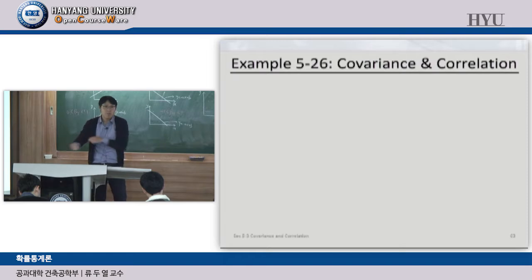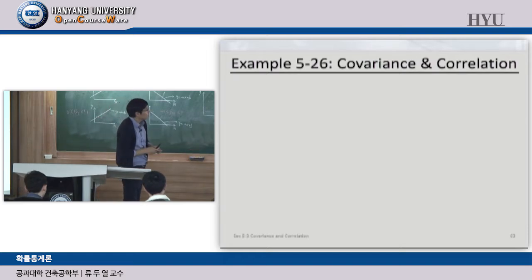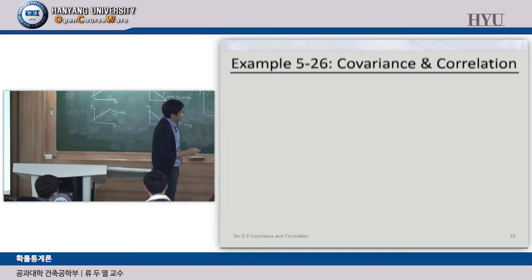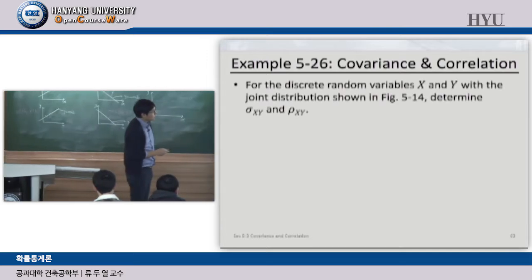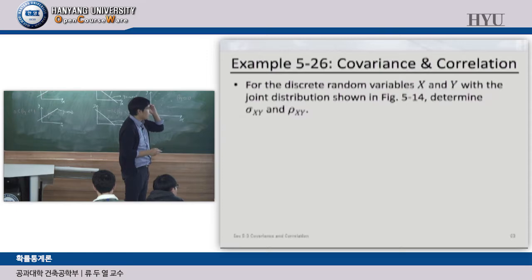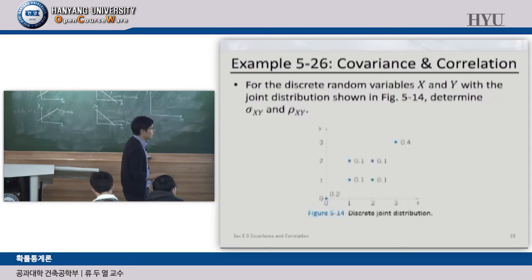And this is example 5-26 about the covariance and the correlation. For the discrete random variables x and y with the joint distribution shown in this figure 5-14, determine the covariance sigma xy and the correlation rho xy. That is the question.